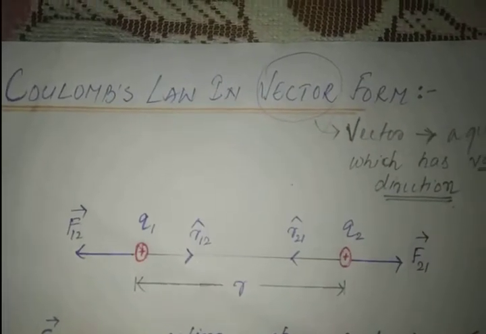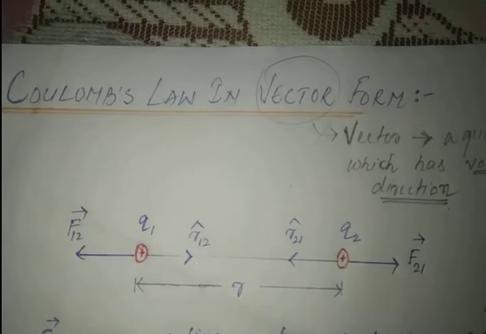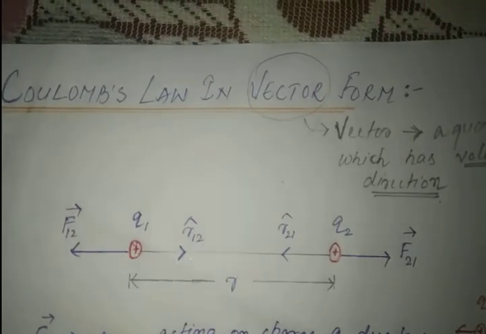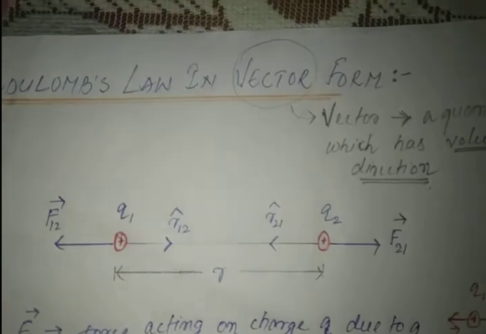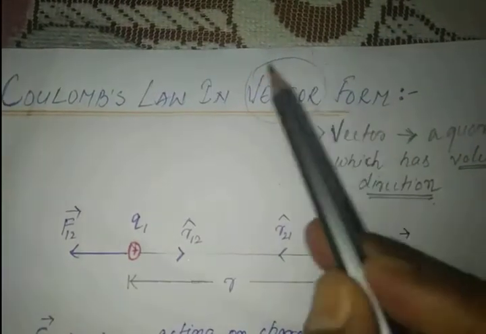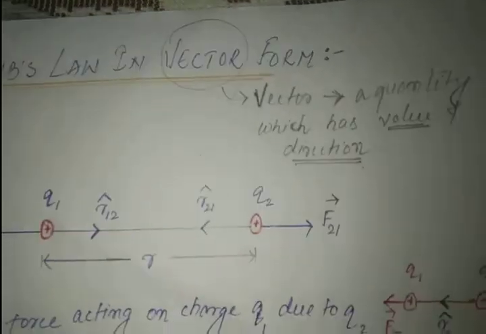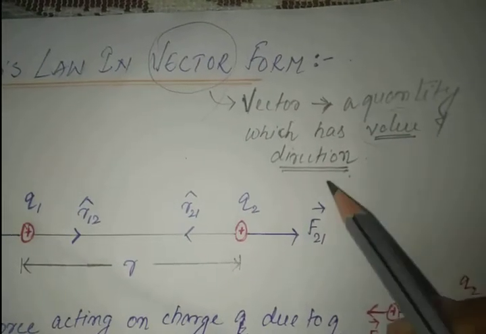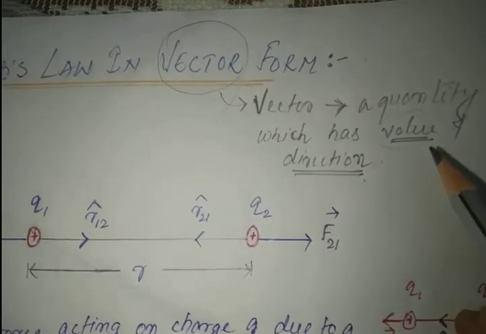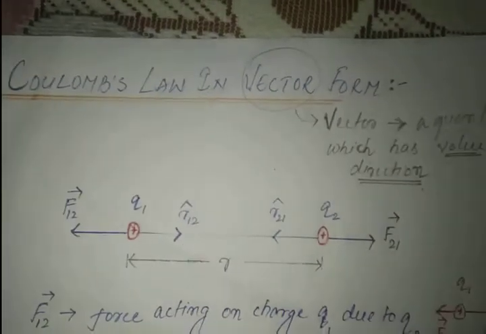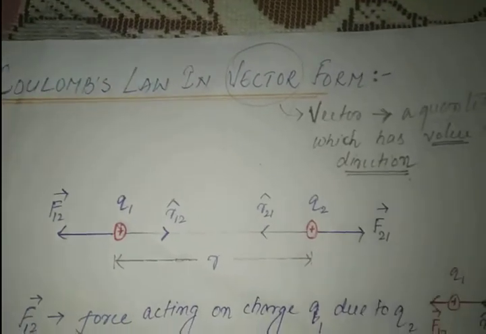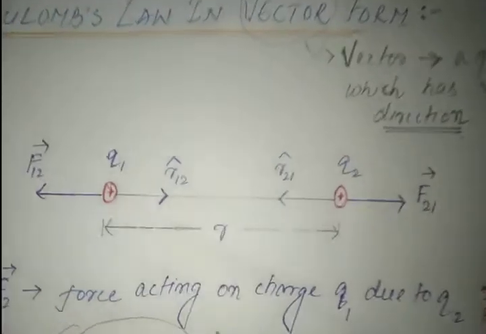Hello students, today we're going to discuss Coulomb's law in vector form. Now, what is a vector? A vector is a quantity which gives us value as well as direction. To understand the importance of Coulomb's law in vector form, we have a simple diagram here.